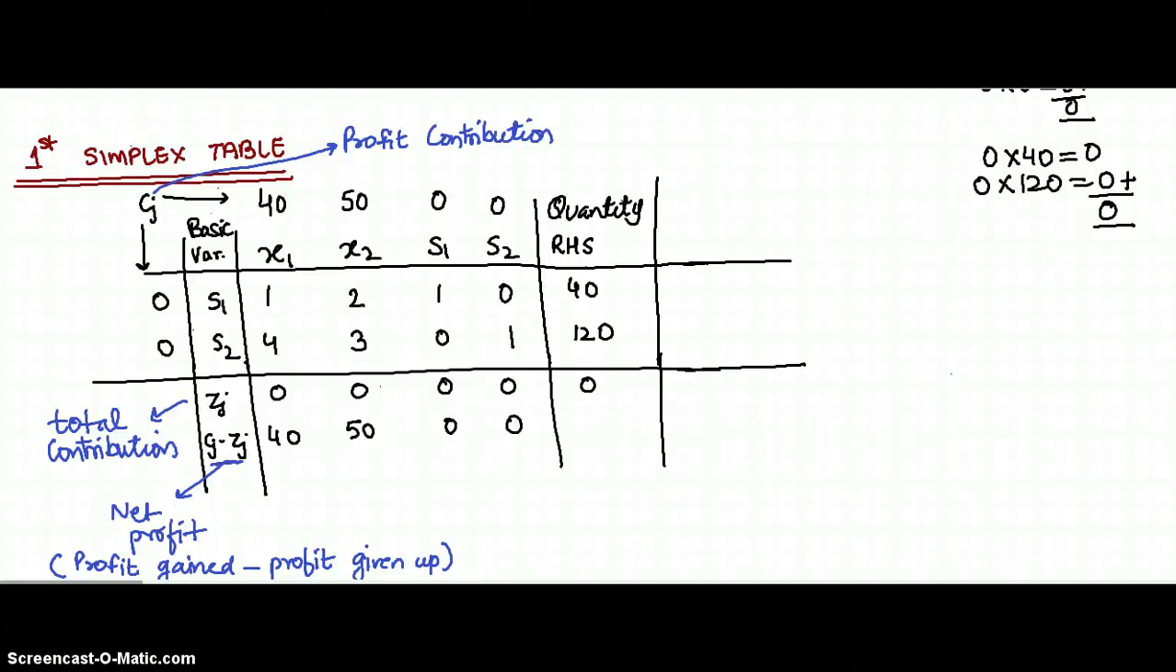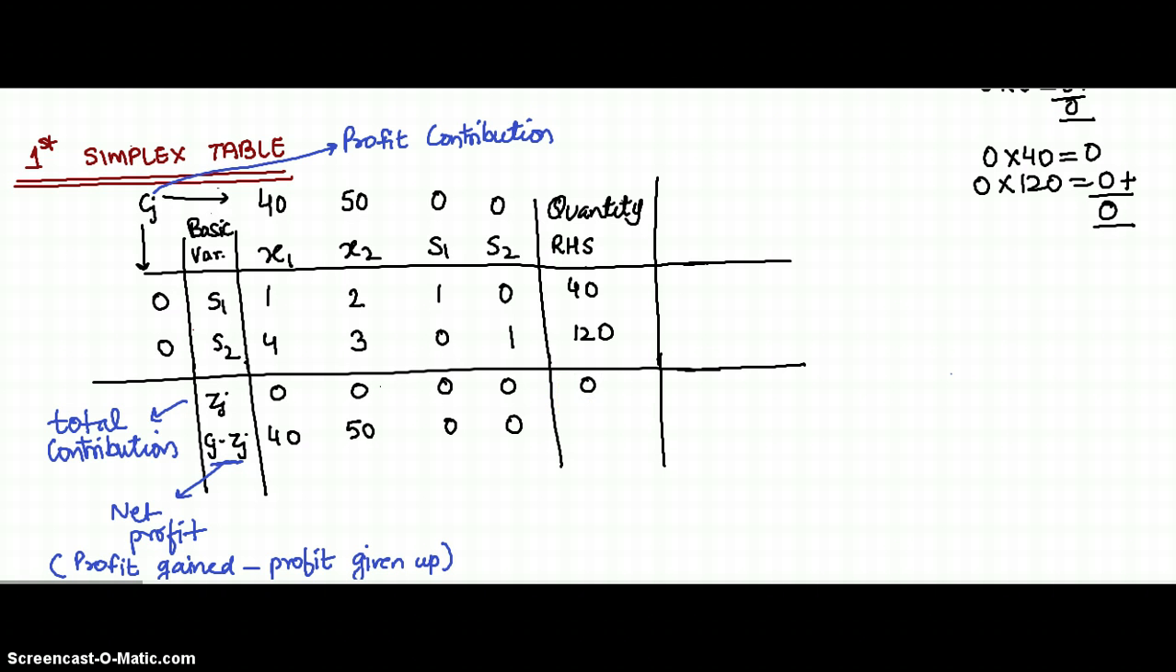So in the previous video, we obtained the first simplex table. In this table, Cj represents the profit contribution, and the quantity Zj represents the total contribution. From here we can see that the value of Zj is 0, so it means the profit gain is 0. So we will say that the solution is not optimal.